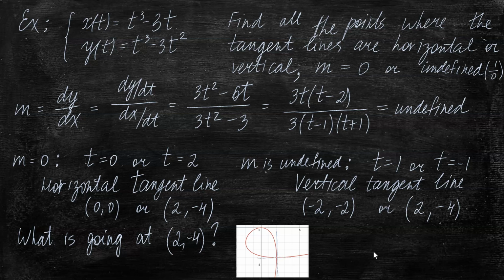So of course it's possible to have two tangent lines. One is vertical, one is horizontal, when you pass through the point 2 different times. And what does that mean? That means that this parametric curve is not a function, but it is still a curve, and we can still do calculus with it.